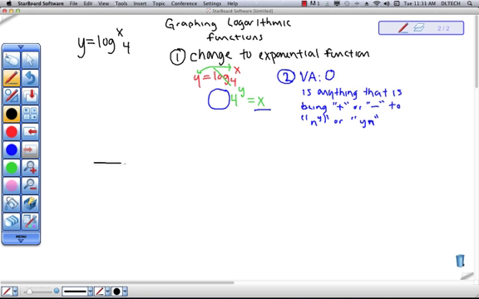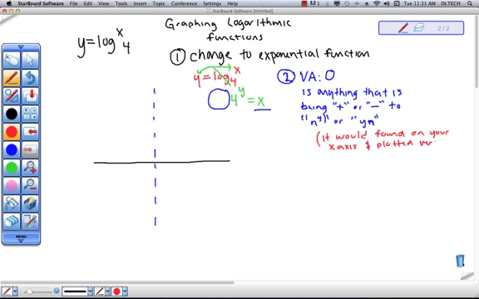Now that we know our VA, we go ahead and graph our VA. 0, so that would be straight on our y-axis. It would be found on your x-axis and plotted vertically.